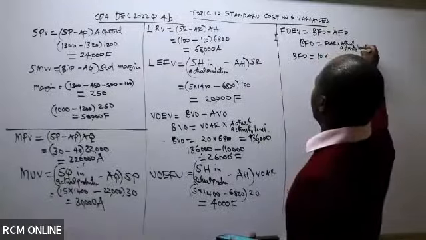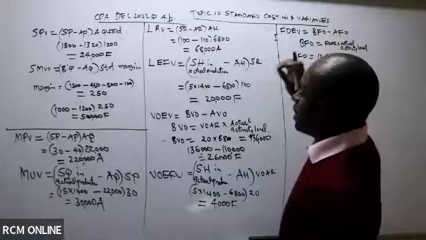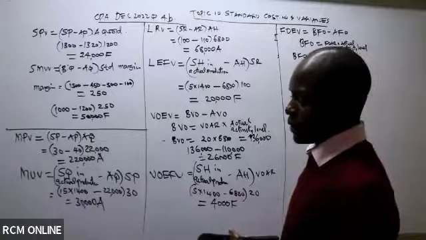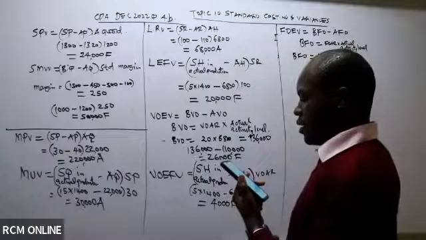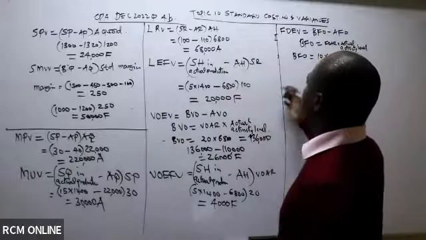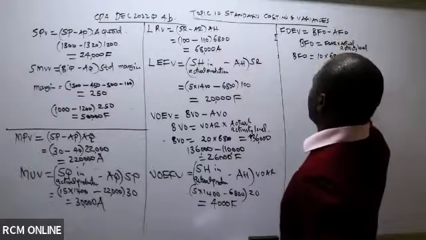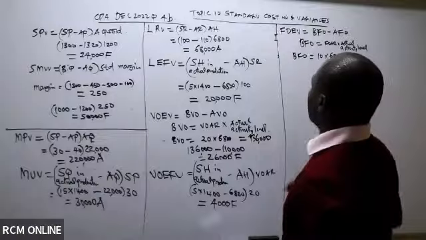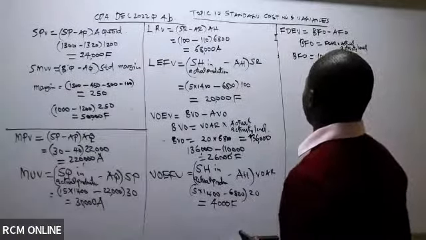We multiply by actual activity level. You can clearly see our fixed overhead is also dependent on labor hours. So what is our labor hours? Actual labor hours: 6,800. So that will give us 68,000.